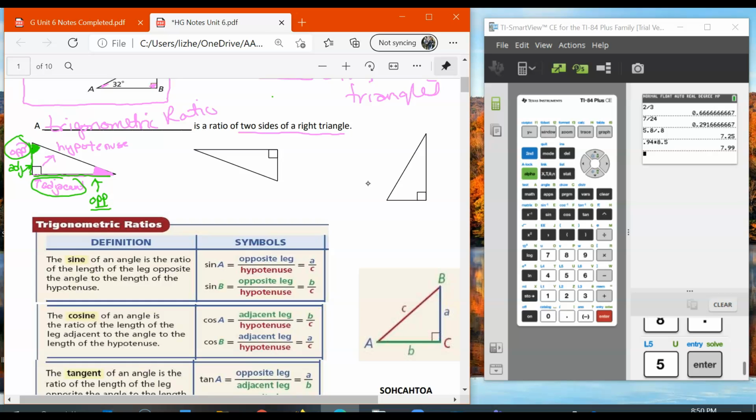So let's do that again on this right triangle. So it has to be a right triangle when you use trig. Let's look at this angle right here. This is an acute angle in the triangle.